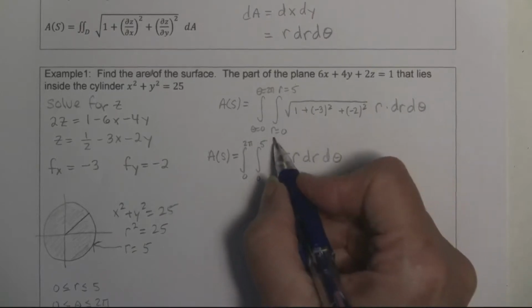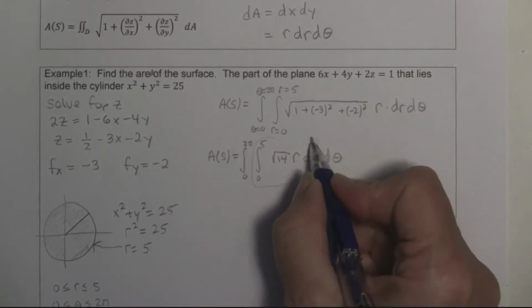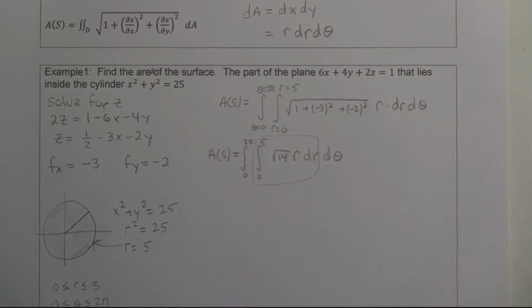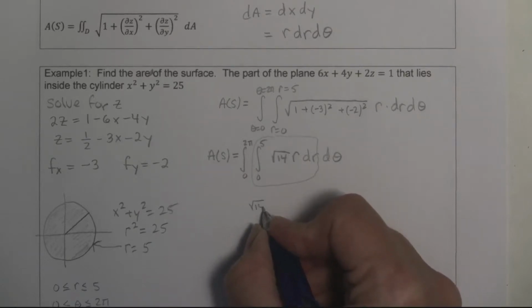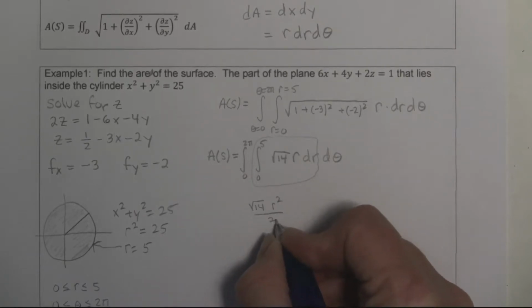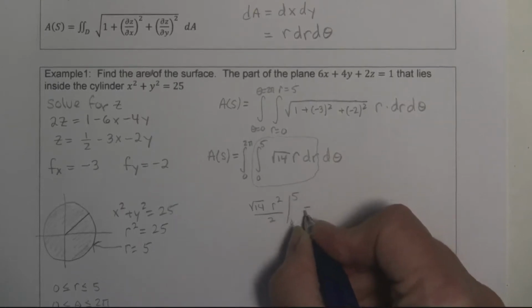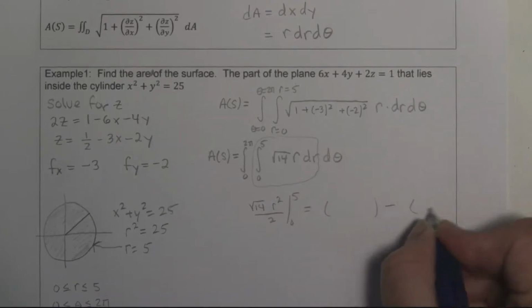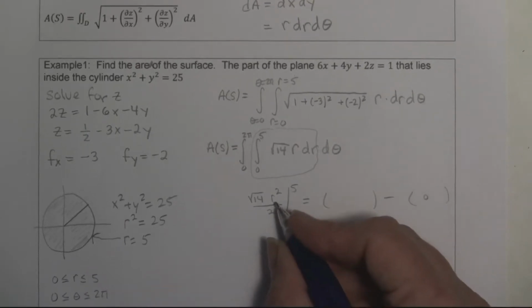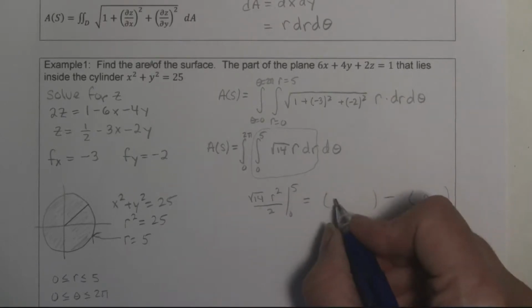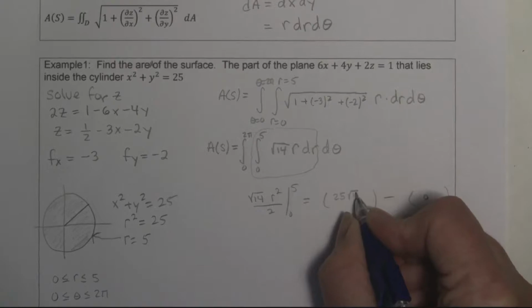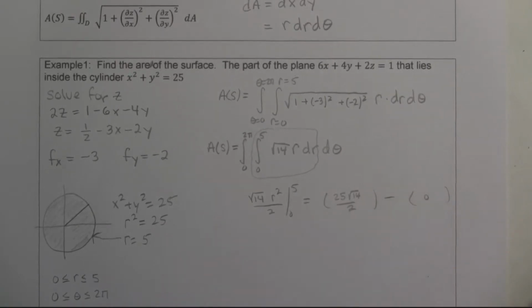And the first thing I'm going to do is take this integral right there, and I like to circle it. That's just in terms of r, so that's going to be r squared over 2. The square root of 14 is just a constant, so it stays there: r squared over 2, from 0 to 5. Upper bound minus lower bound, and the lower bound is 0, so when we put that in, we get 0. So this is going to be 5 squared, which is 25, square root of 14 over 2, minus 0.